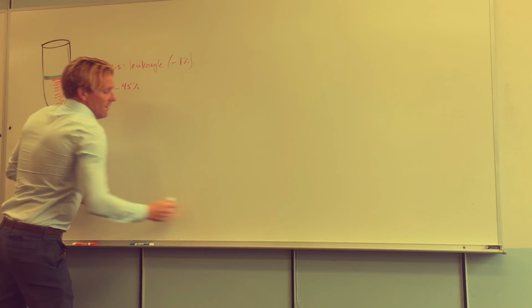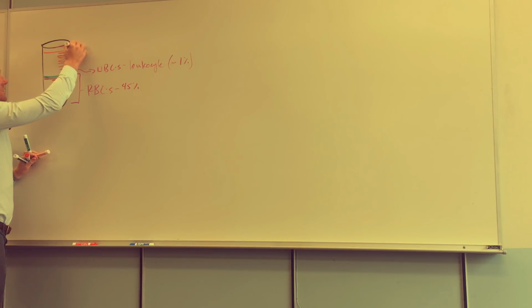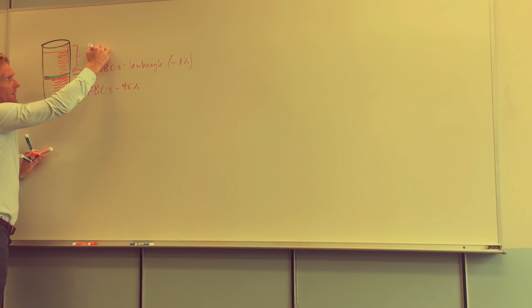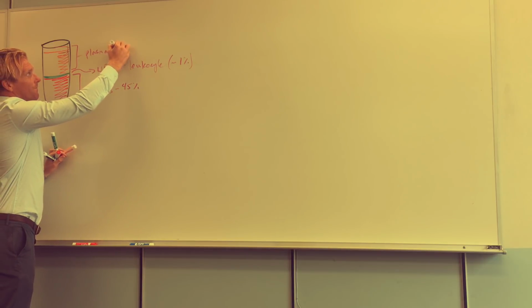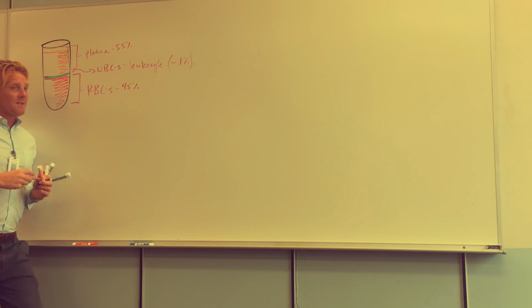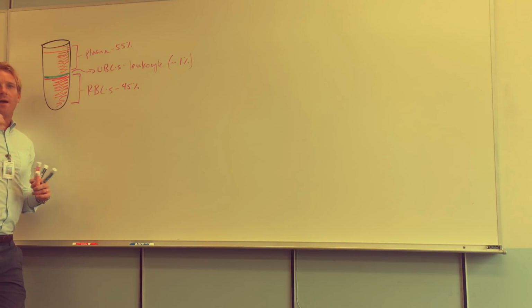The lightest layer is going to be on top. This is going to be your plasma. And the plasma is going to comprise, give or take, about 54-55% of your blood volume. Now, plasma is 90% water, so most of it's water. But in addition, all the things the blood carries, like all the ions, all the nutrients, all the wastes, that's what's dissolved in this plasma.